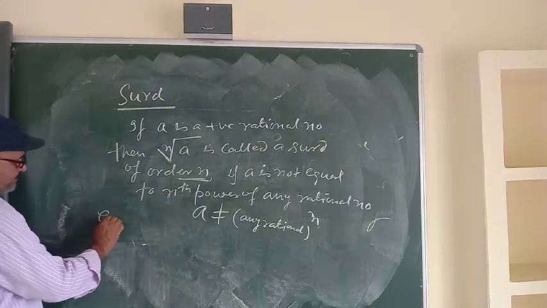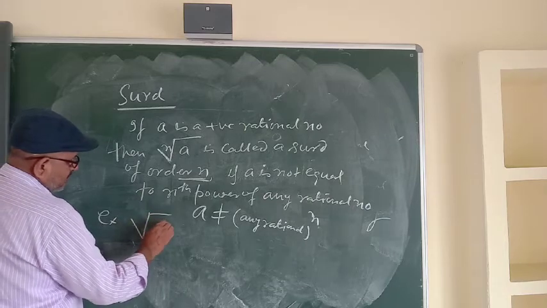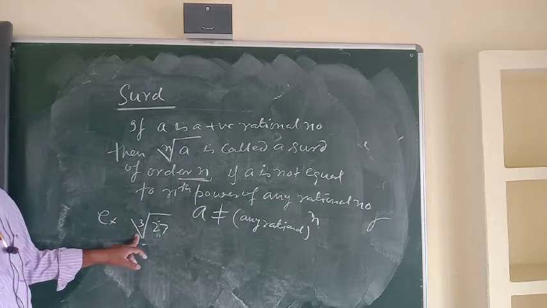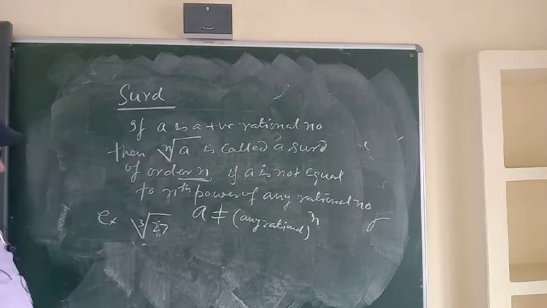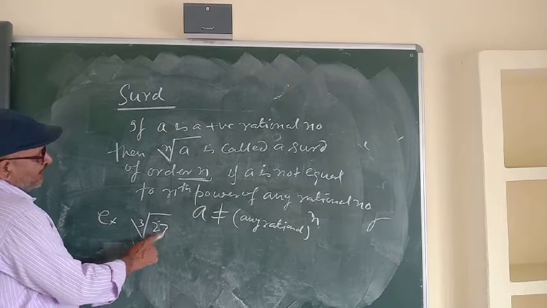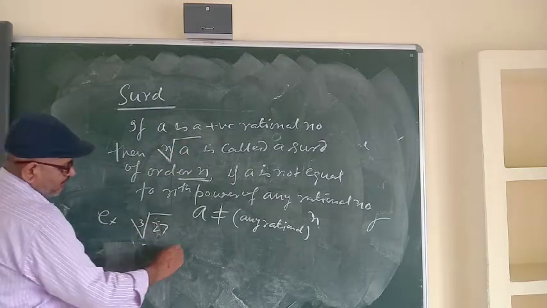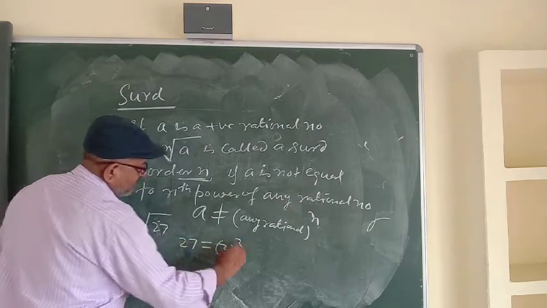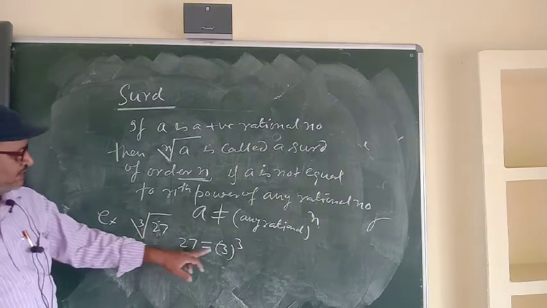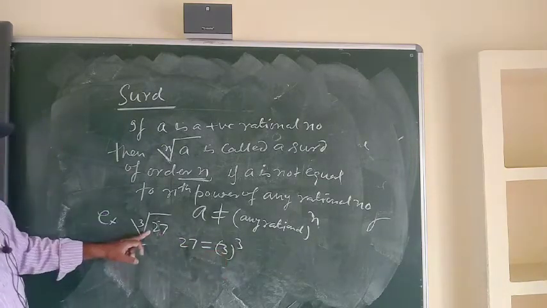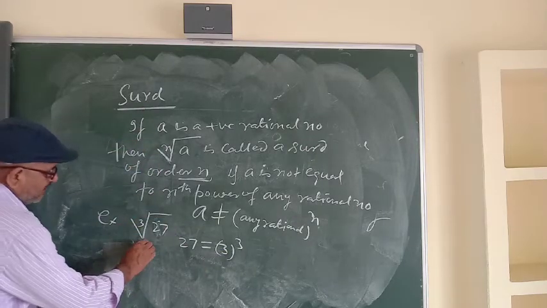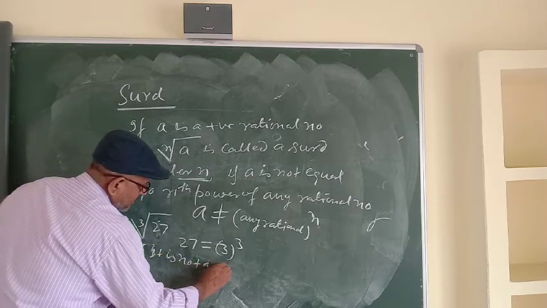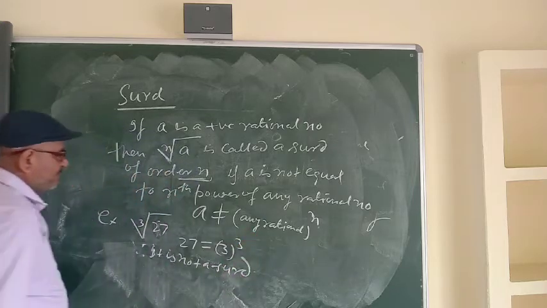See example. Cube root of 27, is it a surd or not? Check here. What is a? a is 27, it is positive, but 27 can be written as 3 to the power 3. So it is not a surd.